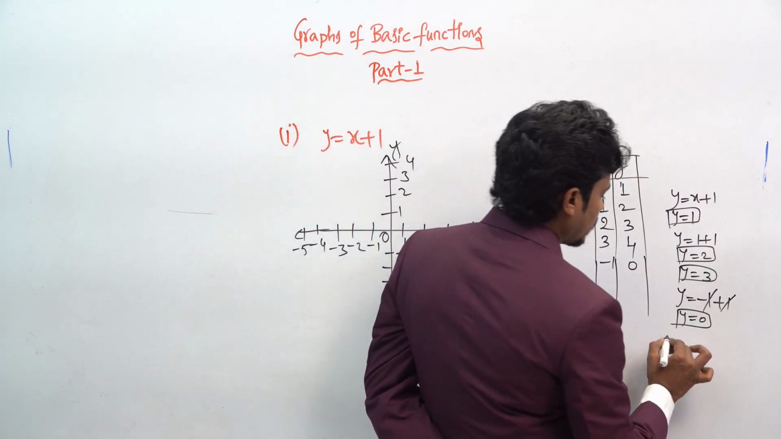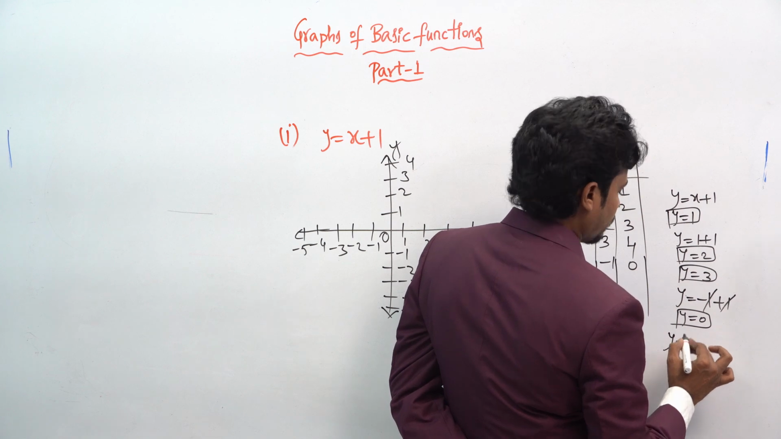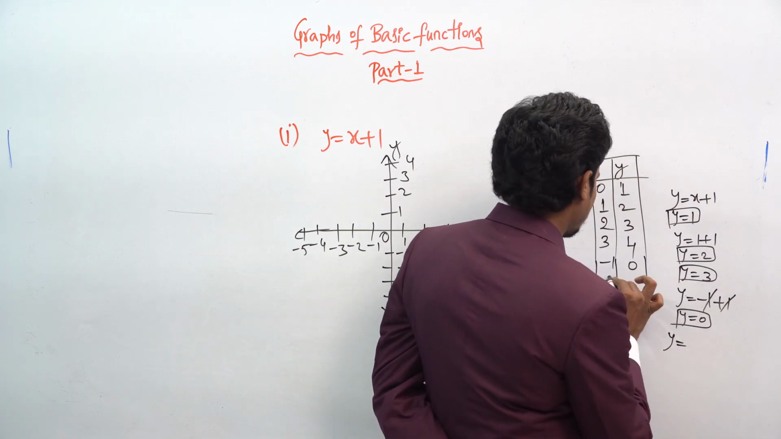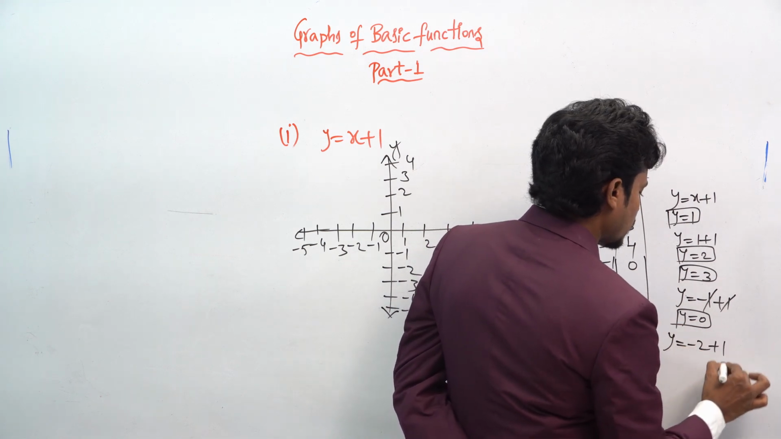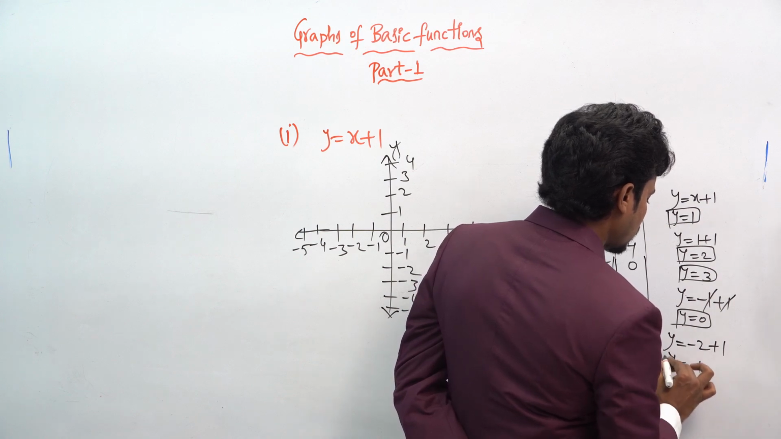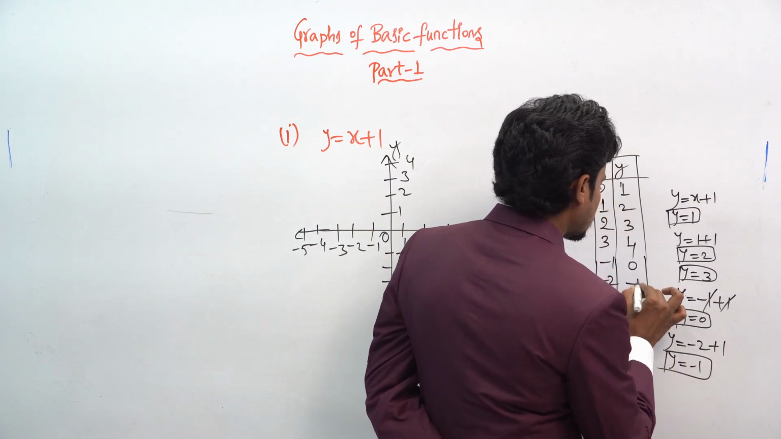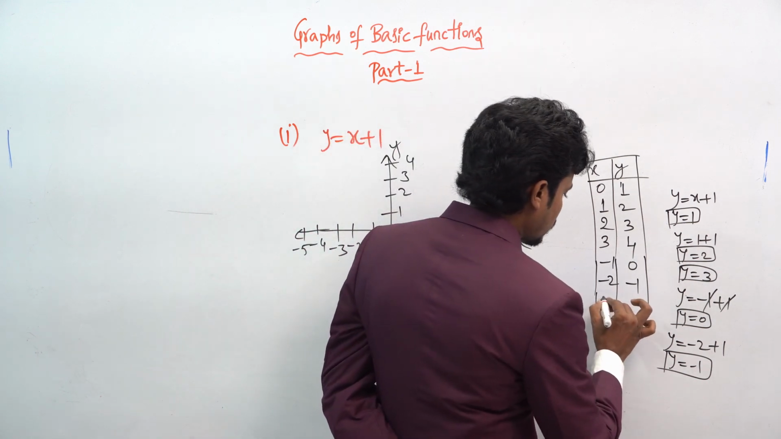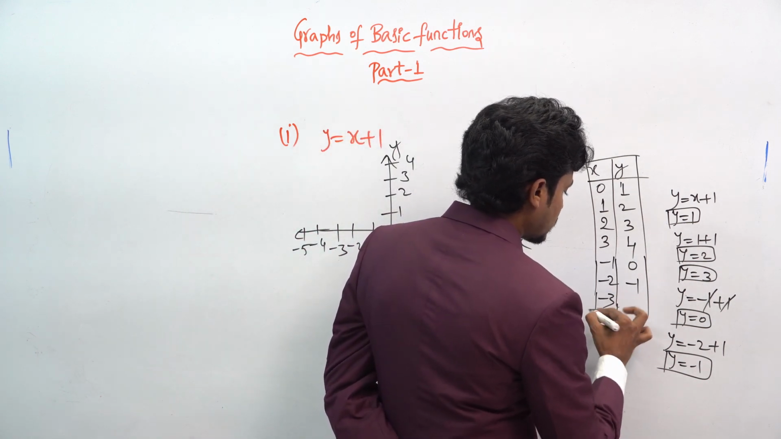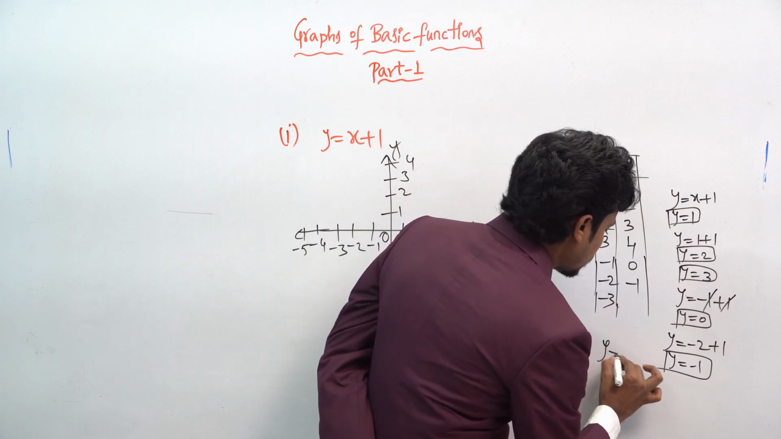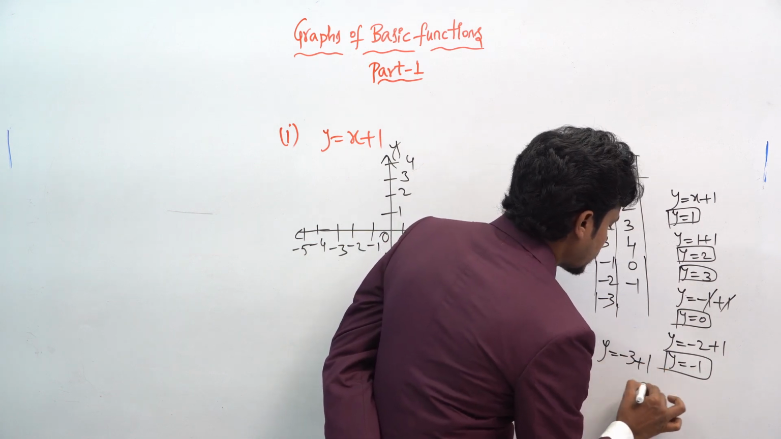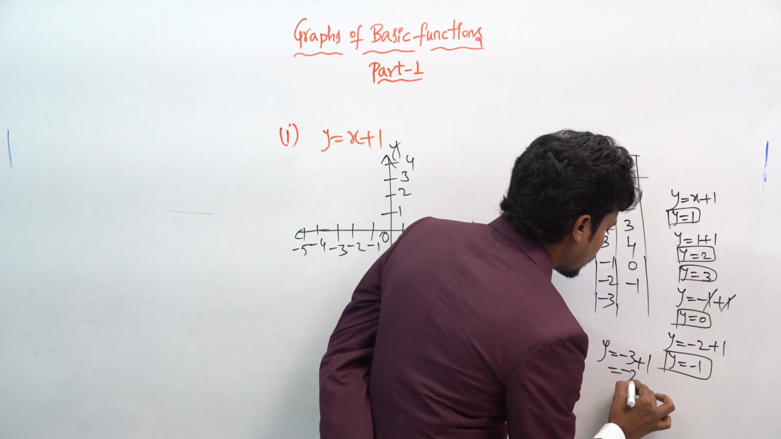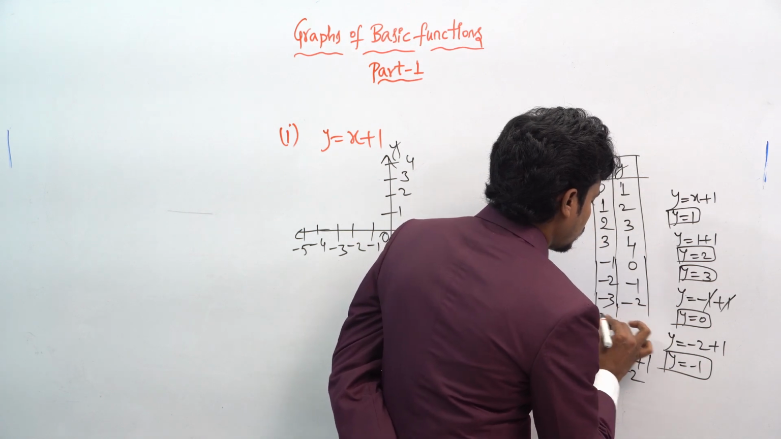For example, if you take x is equal to -2, plus 1, so how much will y be? You will get -1, right? And here if you want to take x is equal to -3, so y is equal to minus 3 plus 1. This will become minus 2. Okay.